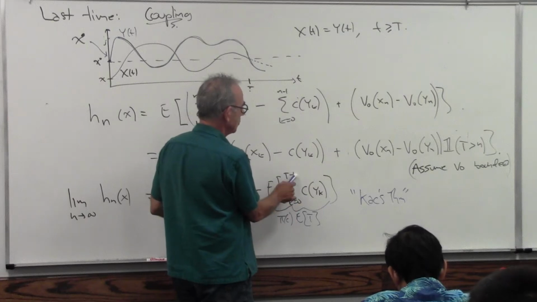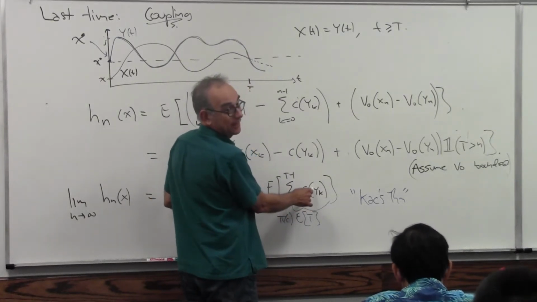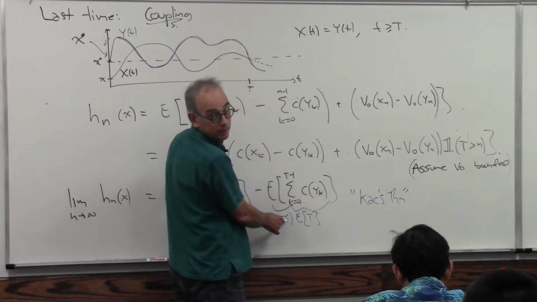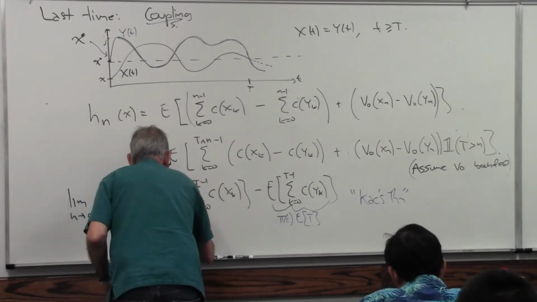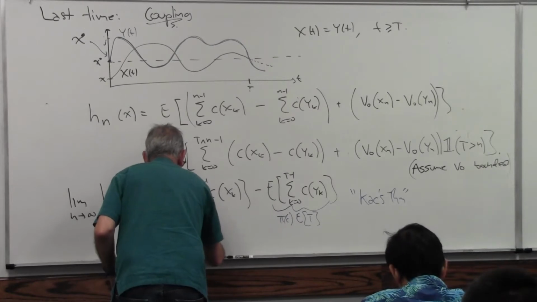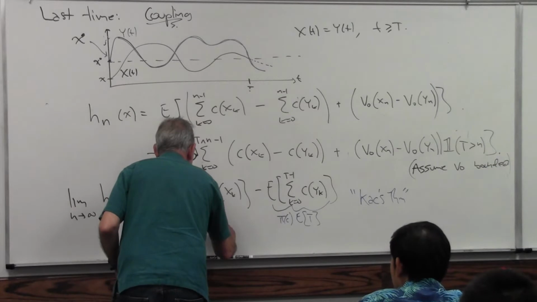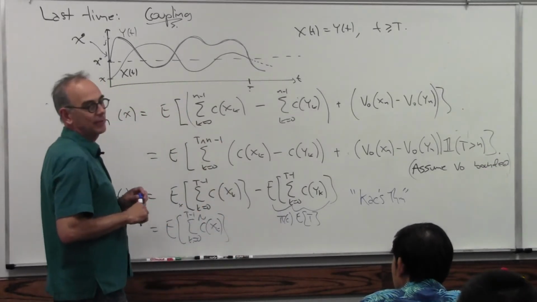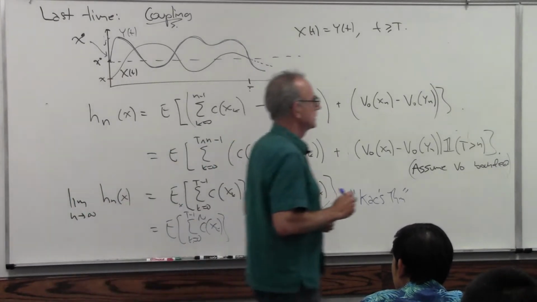k equals 0 to t minus 1 of pi of c. Because if I sum a constant, I just get the expected time times the constant. So anyway, exercise, this is equal to the expectation, again x, summation k equals 0 to t minus 1 of c of xk with a tilde. So, theorem.